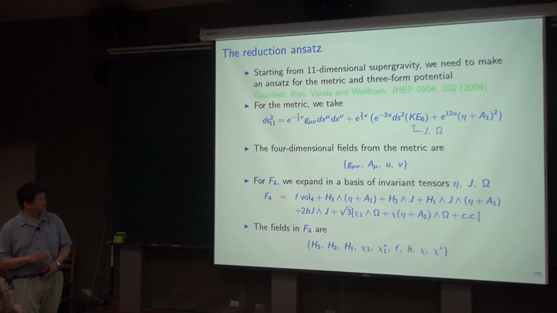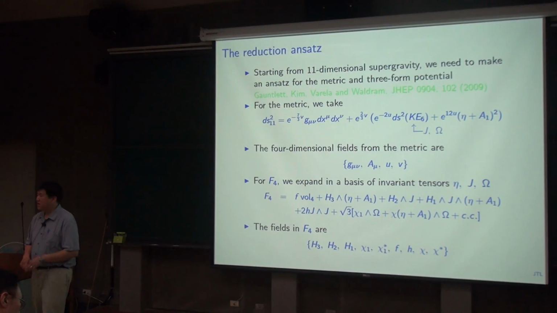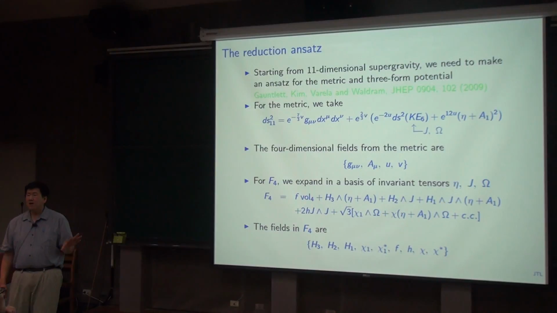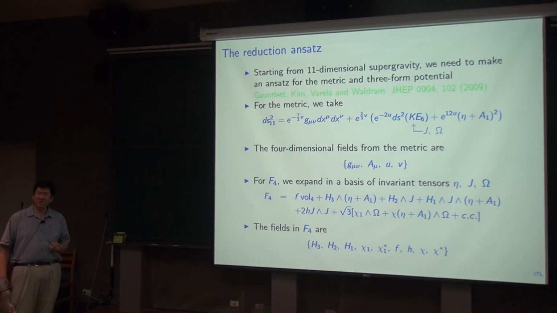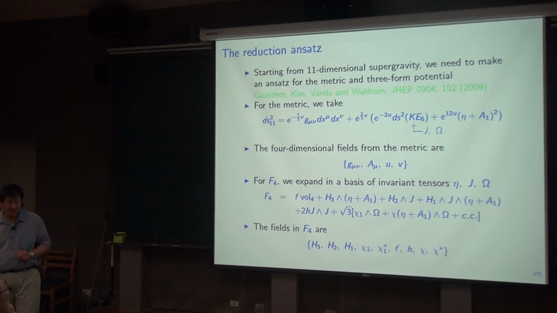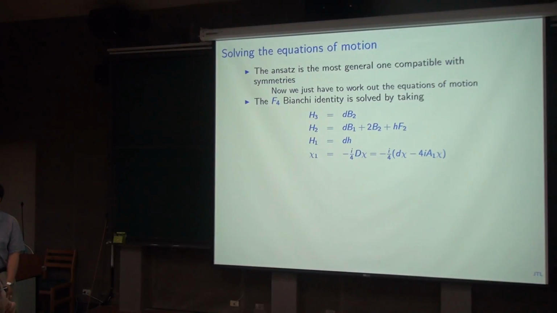What these people do next is to say, well, this is my ansatz. I write down the most general ansatz I can think of compatible with the symmetries I'm trying to preserve. After I do that, I should start plugging into equations of motion. There's a 4-form Bianchi identity, a 4-form equation of motion, and the Einstein equation. The Einstein equation is usually the worst, so we save that for last. Let's look at the 4-form equations of motion, or at least we can look at the Bianchi identity first.